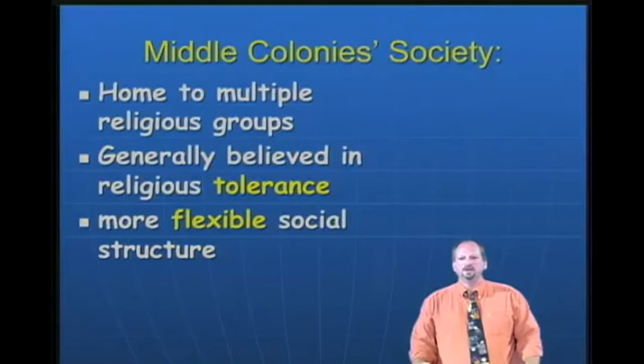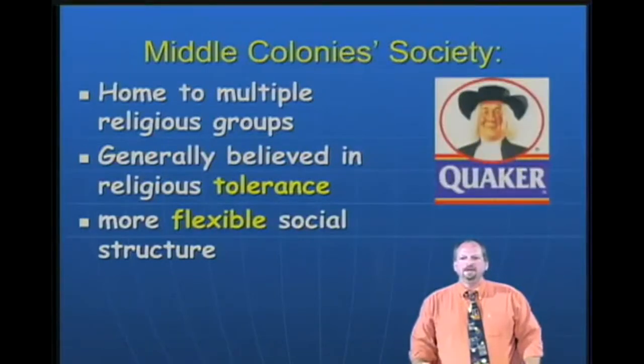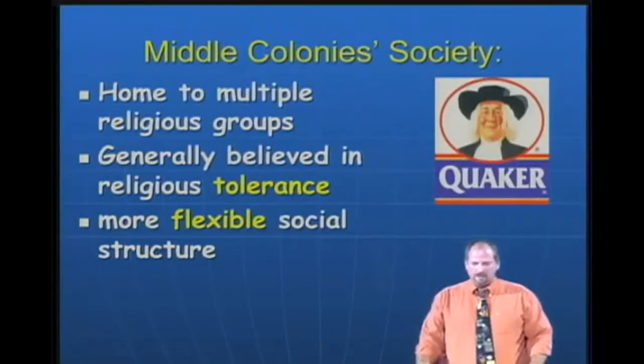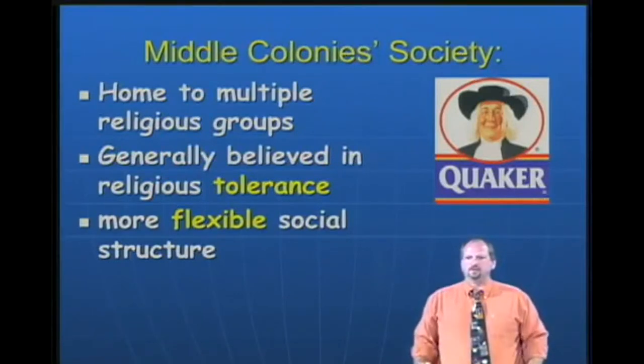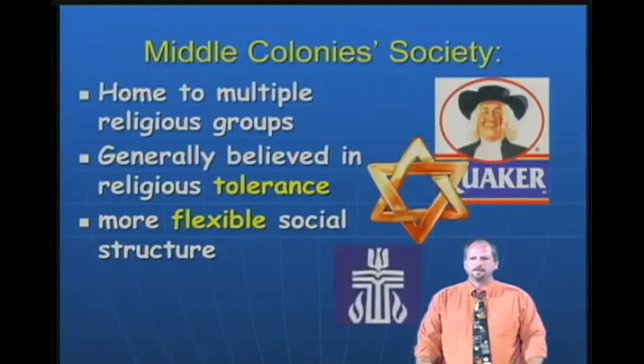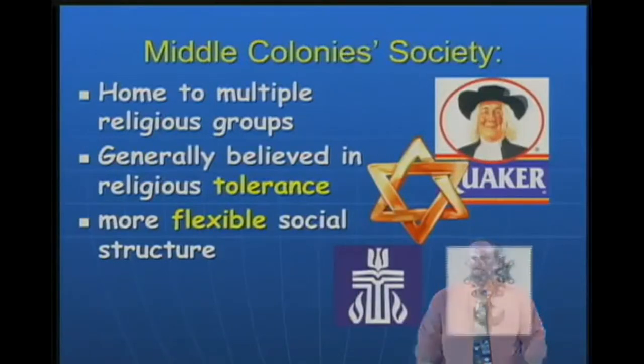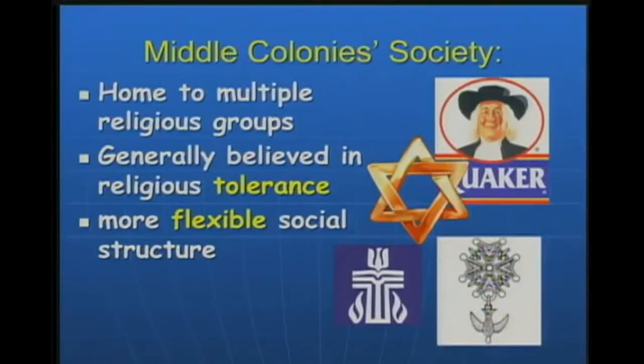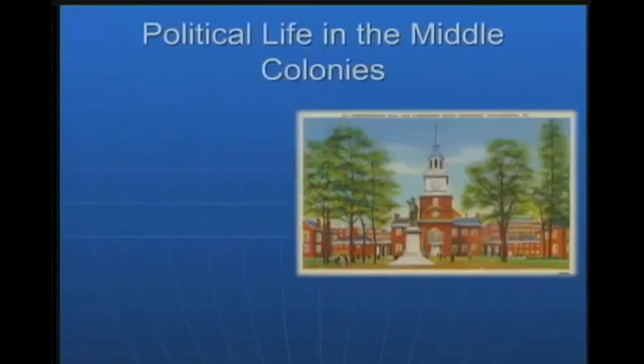Home to multiple religious groups, they generally believed in religious tolerance. Therefore, they had a more flexible social structure. They included different types of religions, such as the Quakers, Jews, Presbyterians, and the Huguenots. All could find a home in the middle colonies.